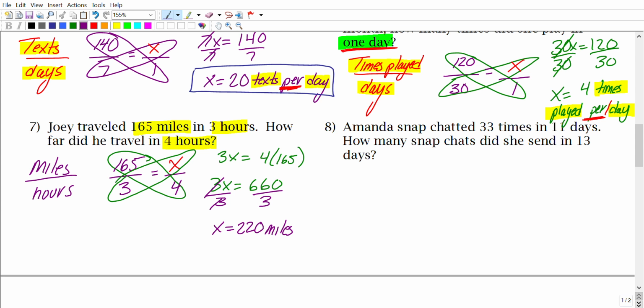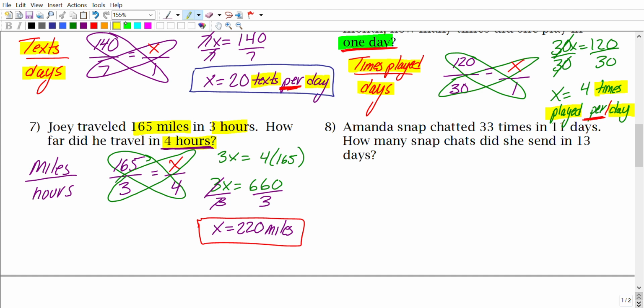Now, do I have to put 220 miles per hour? Well, let's think about that. 220 miles per hour, but we want to know how much he traveled in 4 hours. So per hour meant per 1 hour. But that's not what we have here. Here we want to know in those 4 hours, how much did he travel? So just this right here is a correct answer. That's not how many miles we traveled in 1 hour. That's how many miles we traveled in 4 hours. That's why we're not writing miles per hour. Okay? All right, let's move on to the next one.